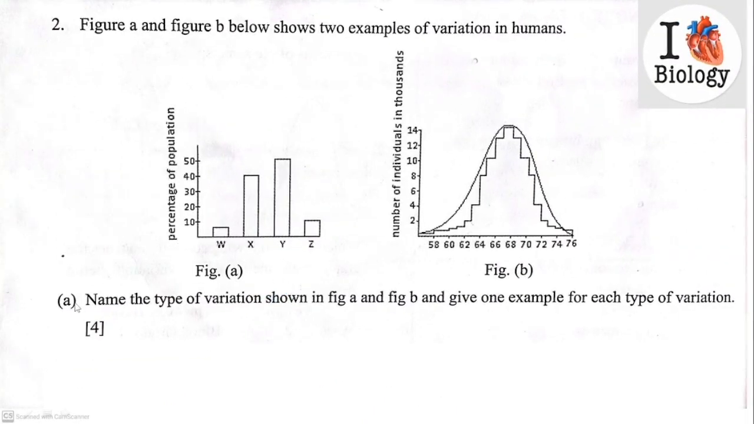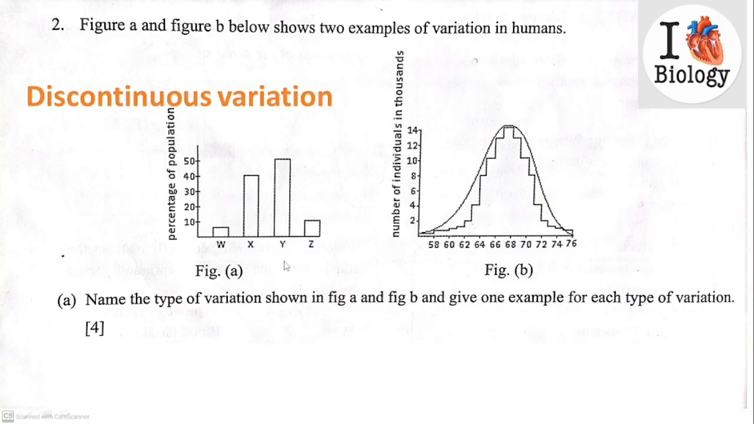So we are going to start with our question A right here. Our question A reads, figure A and B below show two examples of variation in humans. So you have figure A and you also have figure B right here. Name the type of variation shown in figure A and figure B and give one example for each type of variation. So here, when you look at figure A, the type of variation that we have is what we call discontinuous variation. Then when you look at figure B, the type of variation that we have is what we call continuous variation.